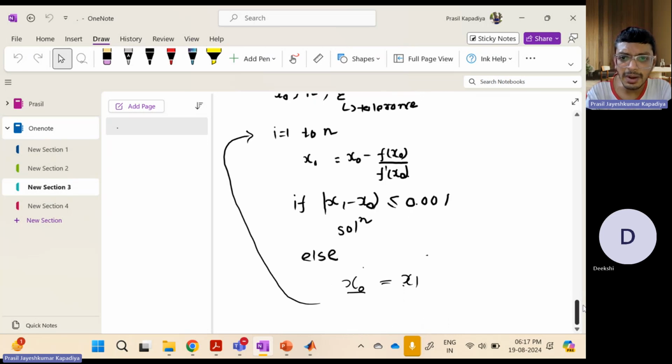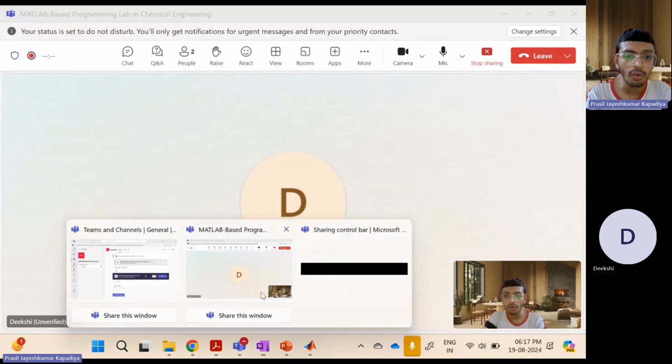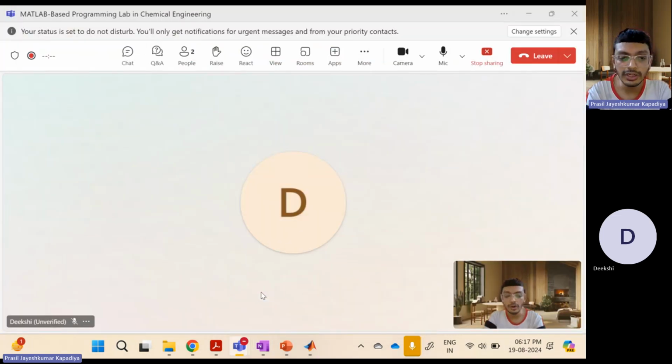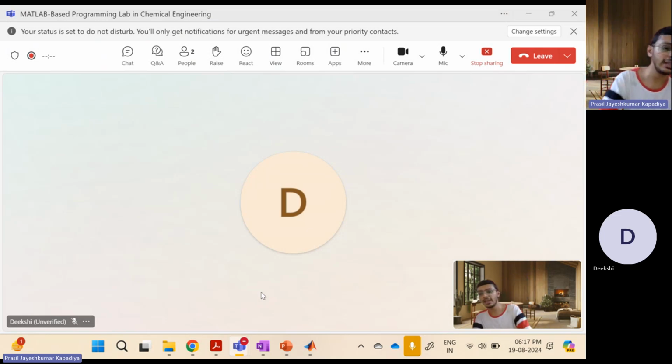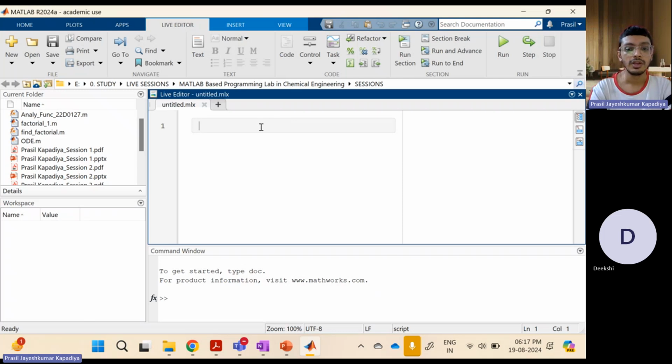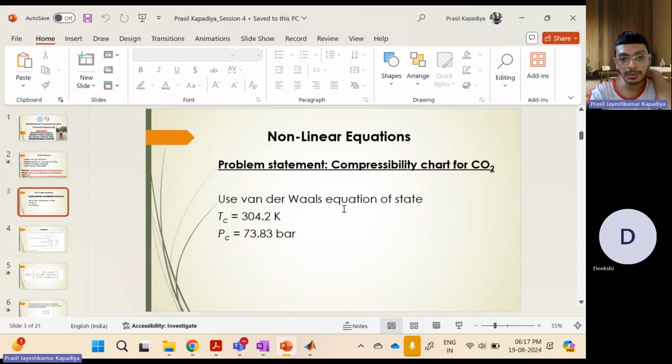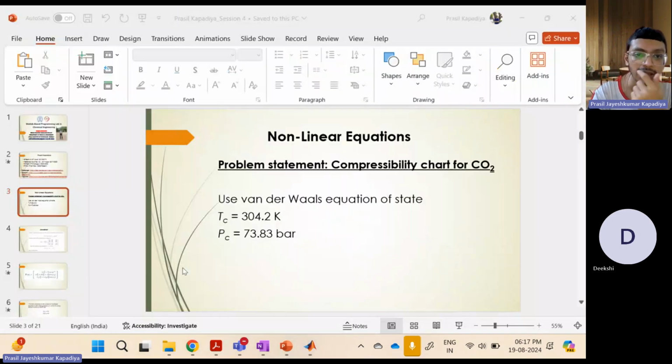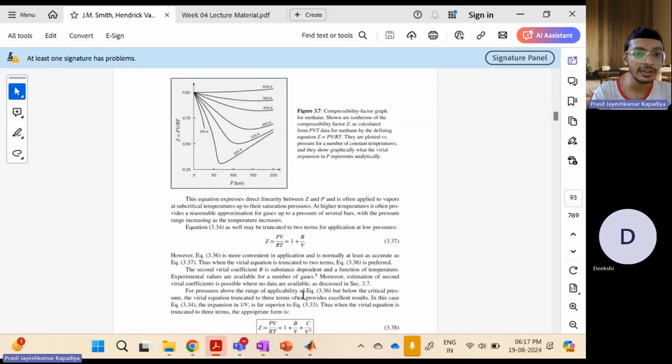Now in MATLAB, we really don't need to write the code for Newton-Raphson method. We have some inbuilt MATLAB functions that we learned in last lecture. Those are the roots command, fzero command, and fsolve command. So we will have one quick look in today's session, and then we will move to today's problem. In today's problem, we will not first prepare this complex chart. We will just calculate compressibility factor at some particular pressure and temperature.